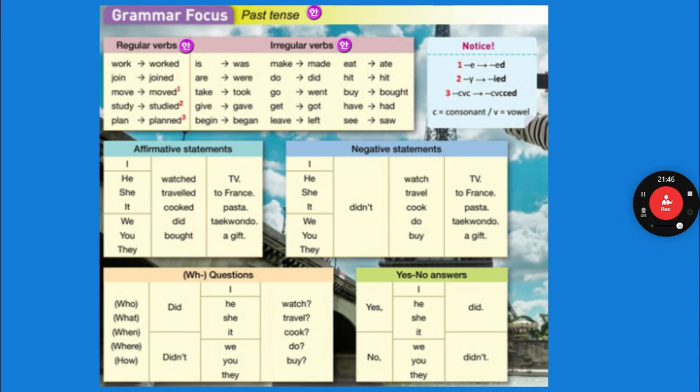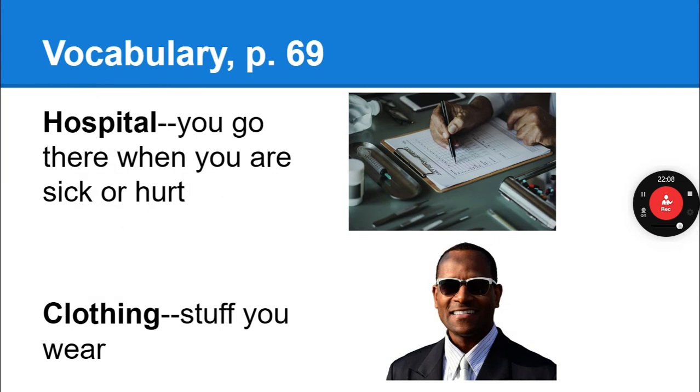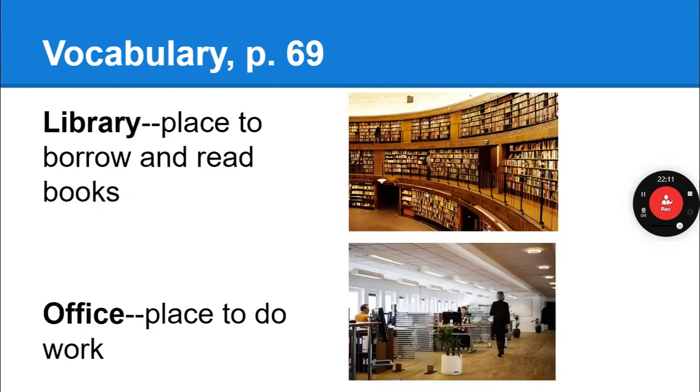Now our WH questions. Who, what, when, where, why, and how. What did he watch? Where did she travel? When did you cook? What did they buy? Okay, what did they do? And yes or no, yes he did, no he didn't.